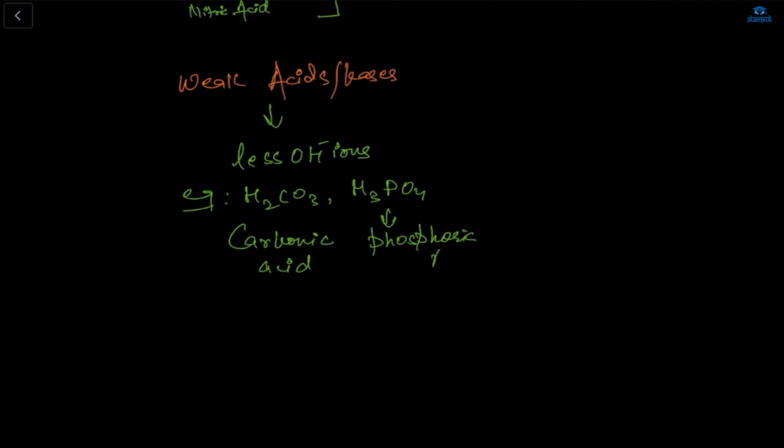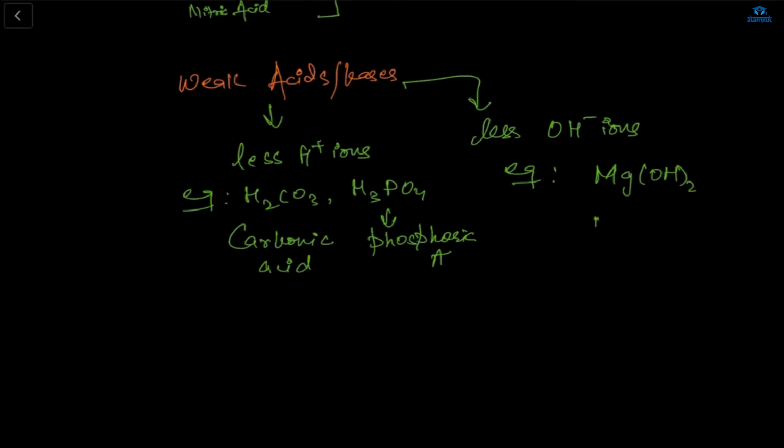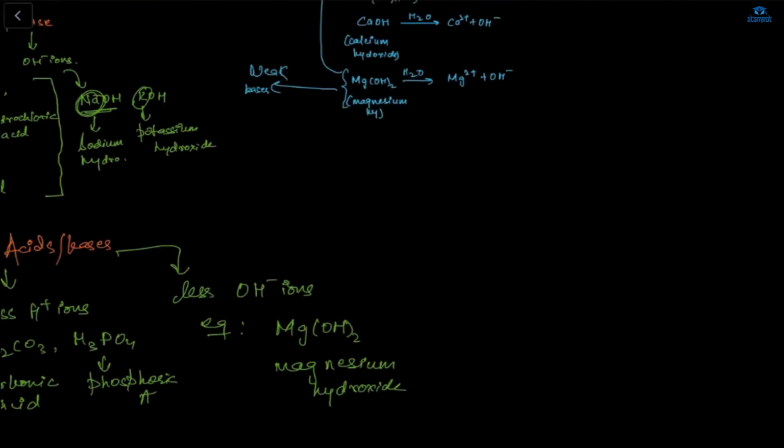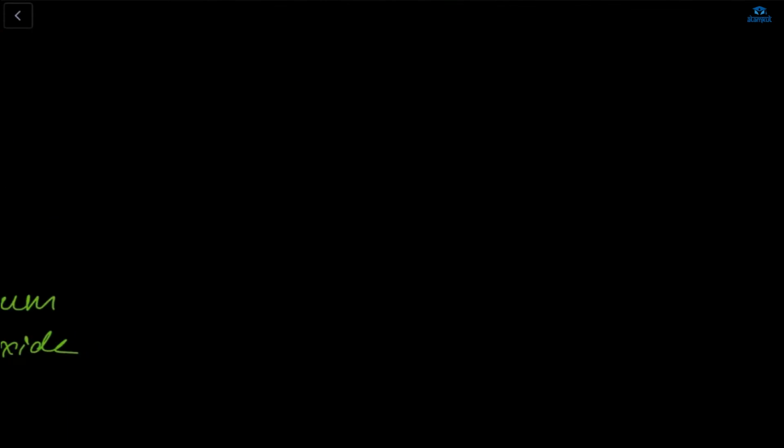Okay. Now, what is a weak base? In weak bases, there are less OH minus ions. And what are the examples of weak bases? Mg(OH)2, magnesium hydroxide. Okay, so these are the strong acids, strong bases, weak acids and weak bases.